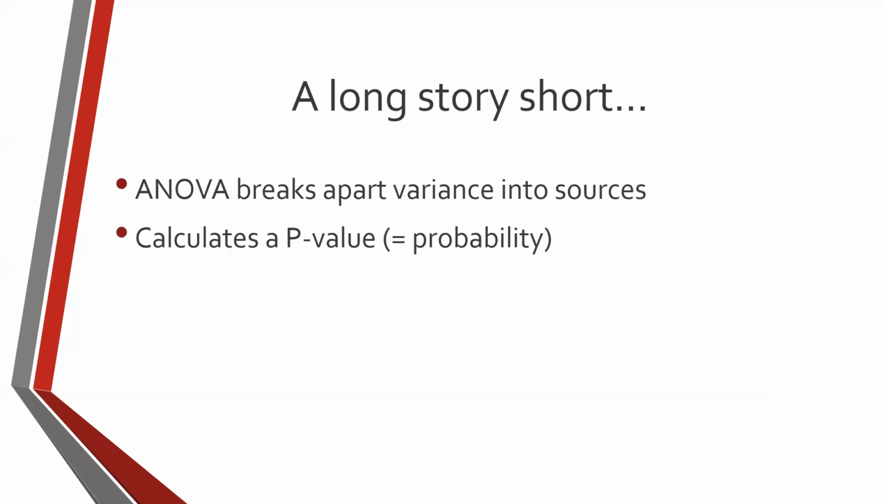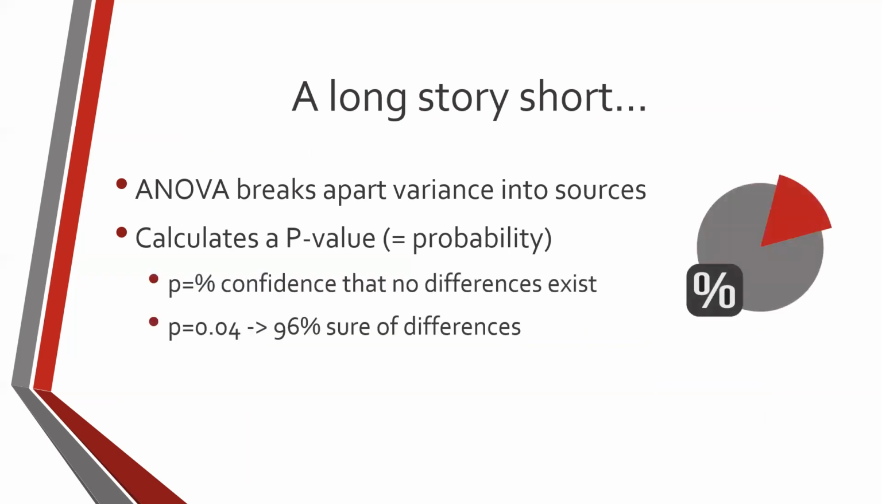So to summarize, the AOV analysis breaks apart the variance of observations into different sources. And then we calculate a p-value as the end result. That p-value is a probability. So the AOV p-value is the probability that no differences in treatments exist. So a p-value of 0.04 means that we are 96% confident that there are significant differences between treatments.